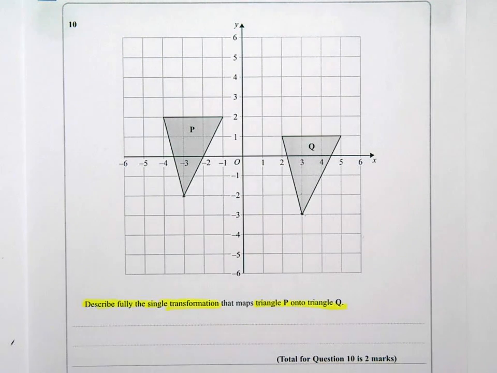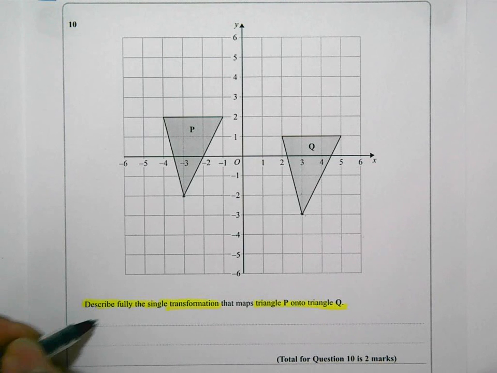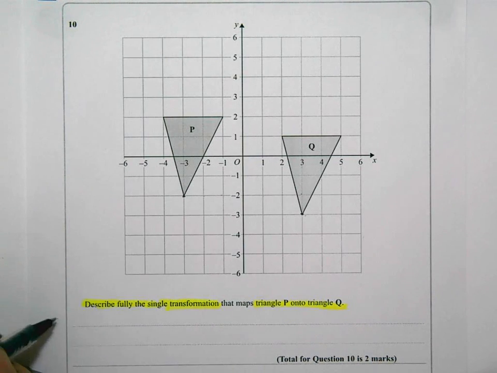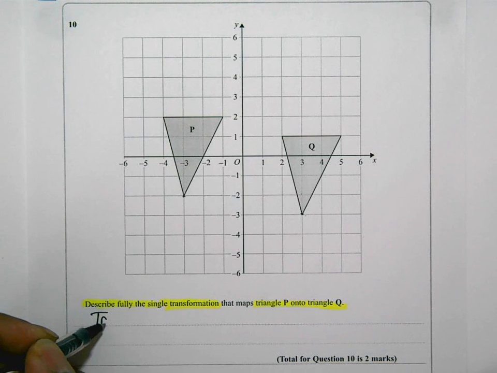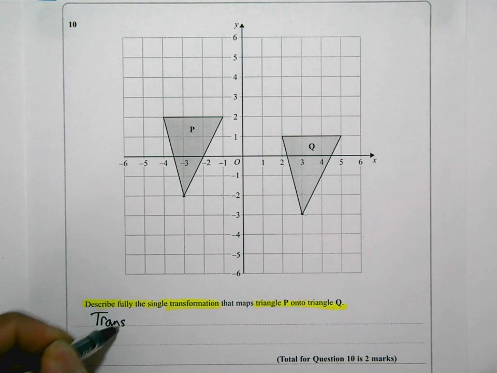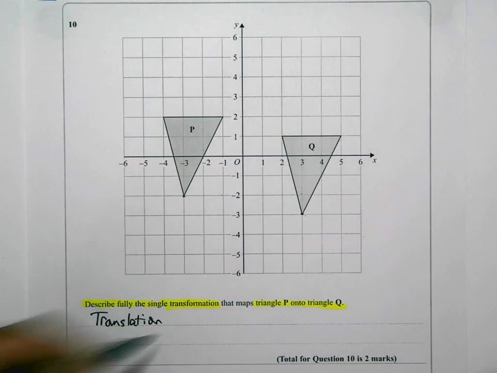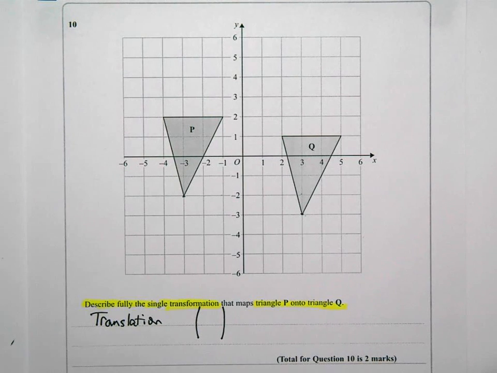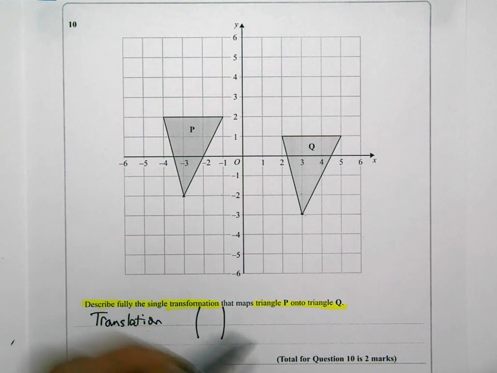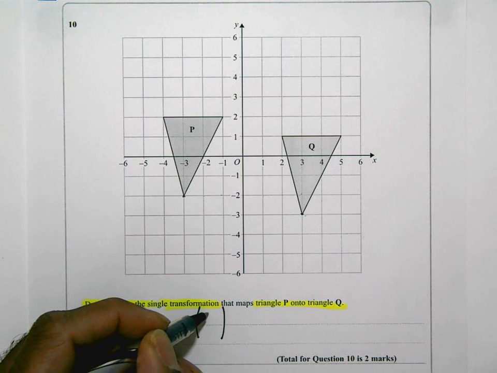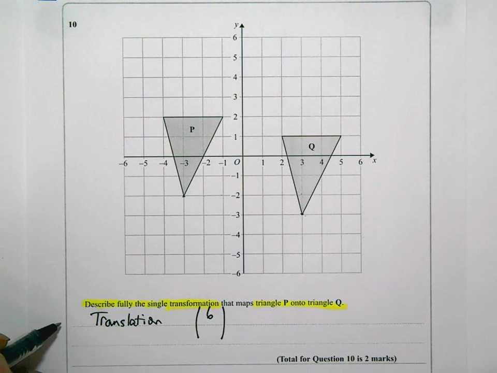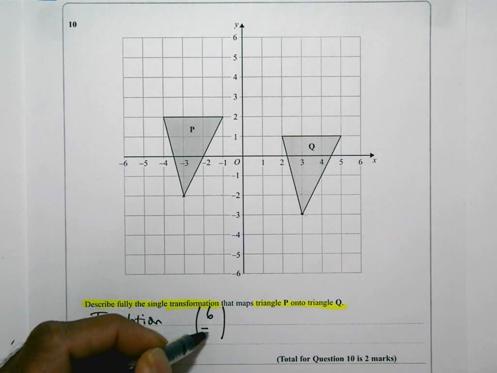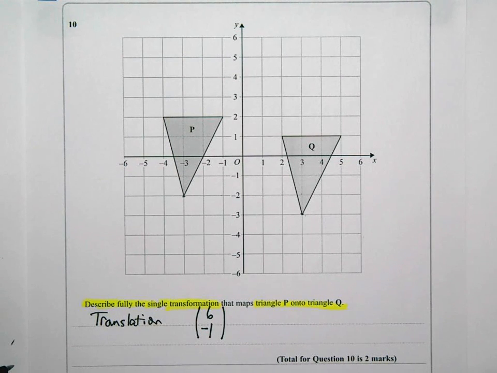So for my answer, this question is only worth 2 marks. But to get both marks, I need to say what type of transformation it is. So I need to say it's a translation. And more importantly, I need to give the translation vector. And that's a bigger set of brackets. The number at the top is how much I moved left or right. And in this case, I moved right 6, so it's positive 6. And then I moved downwards 1. So in this case, it's going to be minus 1. Right? So that's enough to get me full marks in this question.